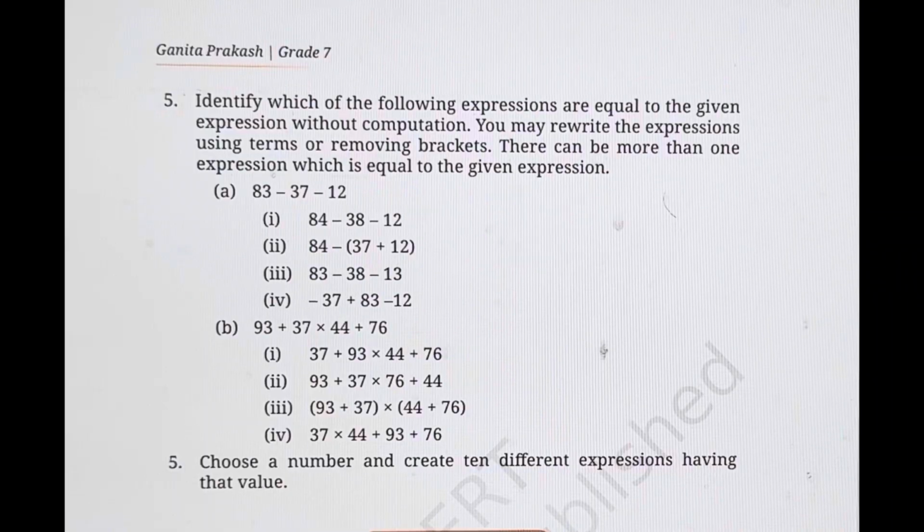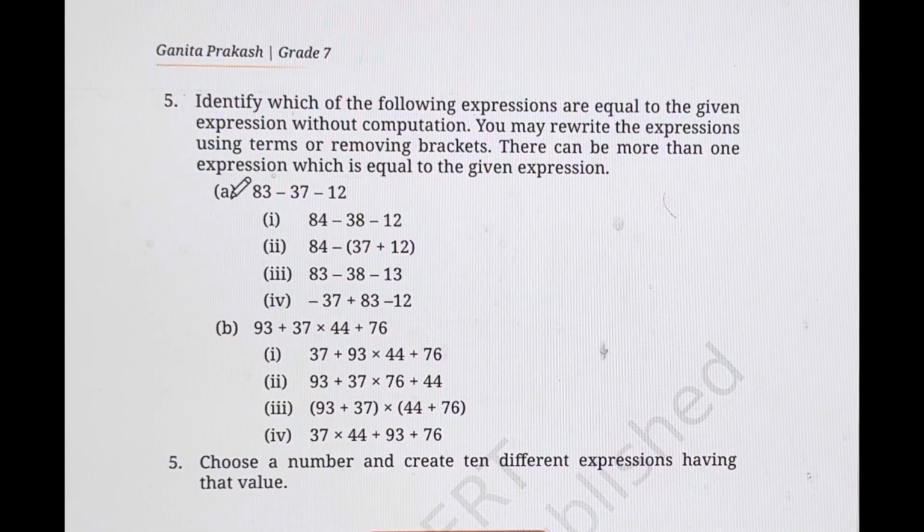Greater. Now last question of the chapter, Question number 5. Identify which of the following expressions are equal to the given expressions without computation. Again, here we are not solving them. And you may rewrite the expression using terms or removing the bracket. There can be more than one expression which is equal to the given expression.